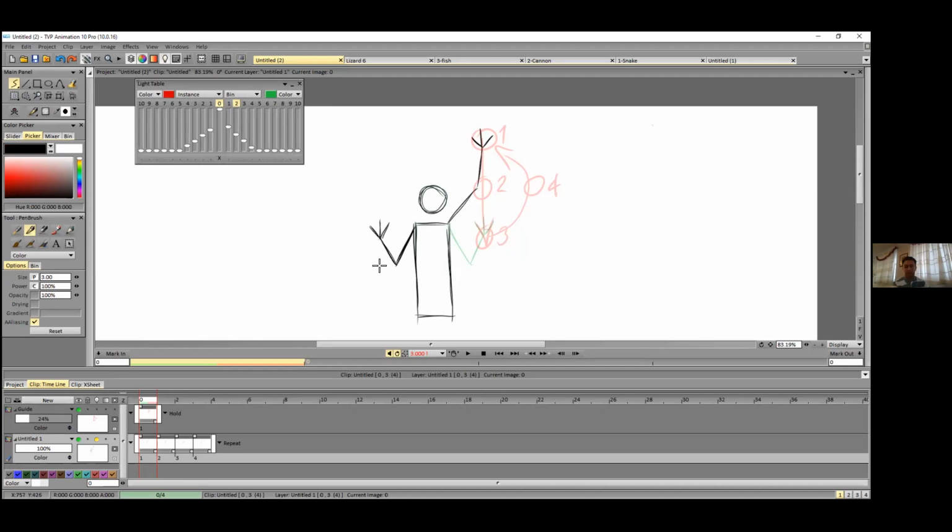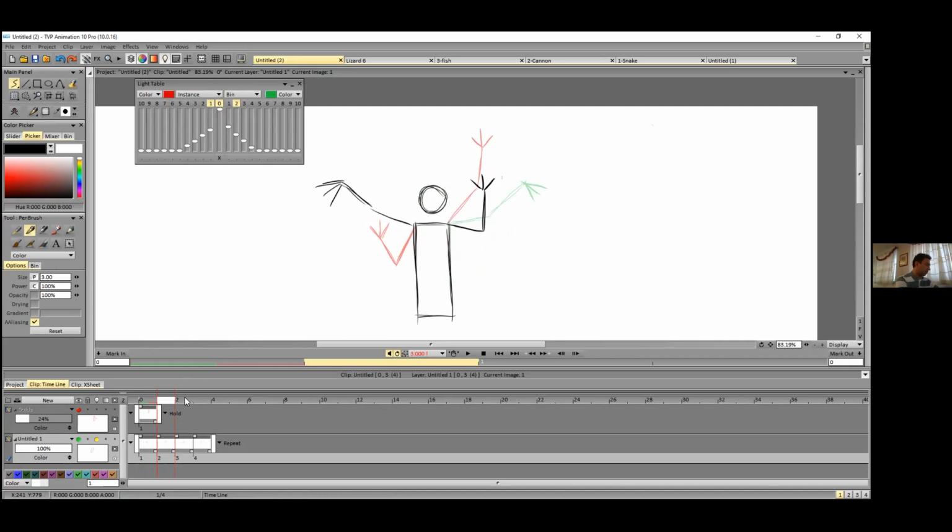So in my first frame, the left hand's first frame will be at this point. This is my first frame. In the second frame, this should be somewhere like here. In the third one, this one is in its lowest position, so this one should be in its highest position.